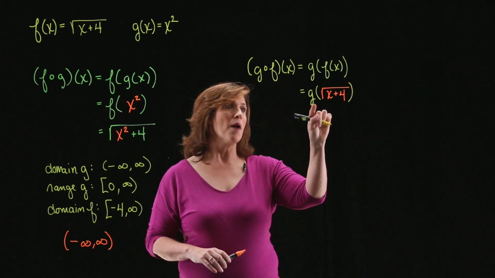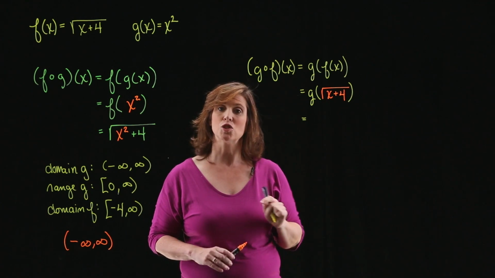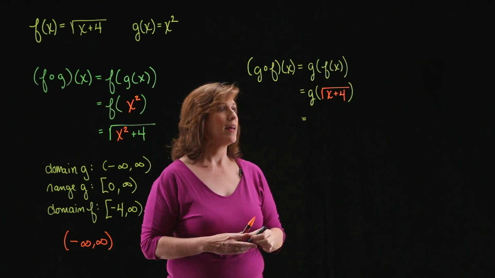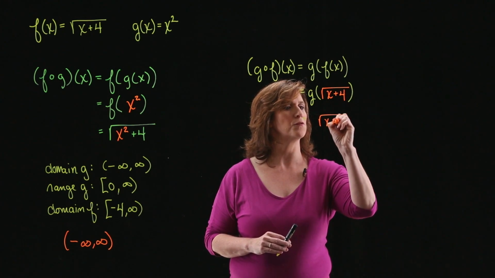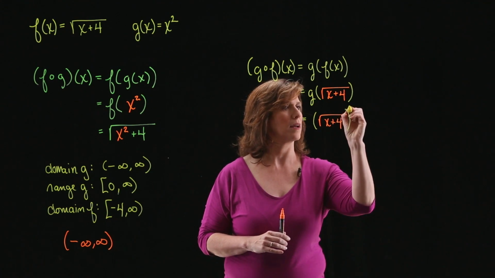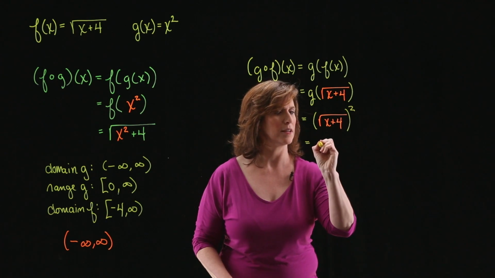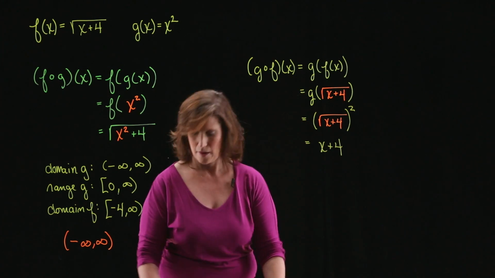And now I want to take g of the square root of x plus 4. Well, my function g says to square whatever the input is. The input in this case is the square root of x plus 4, so I'm going to square that. And my result is just x plus 4.